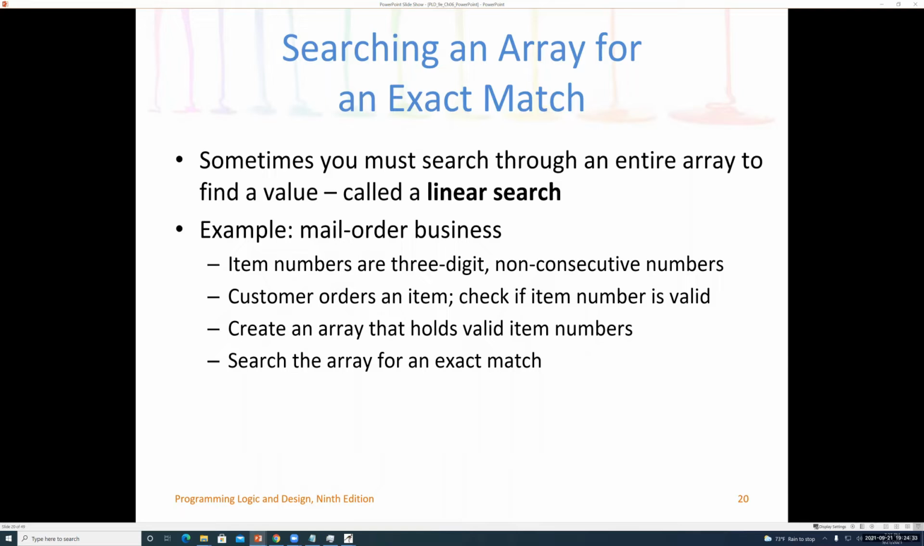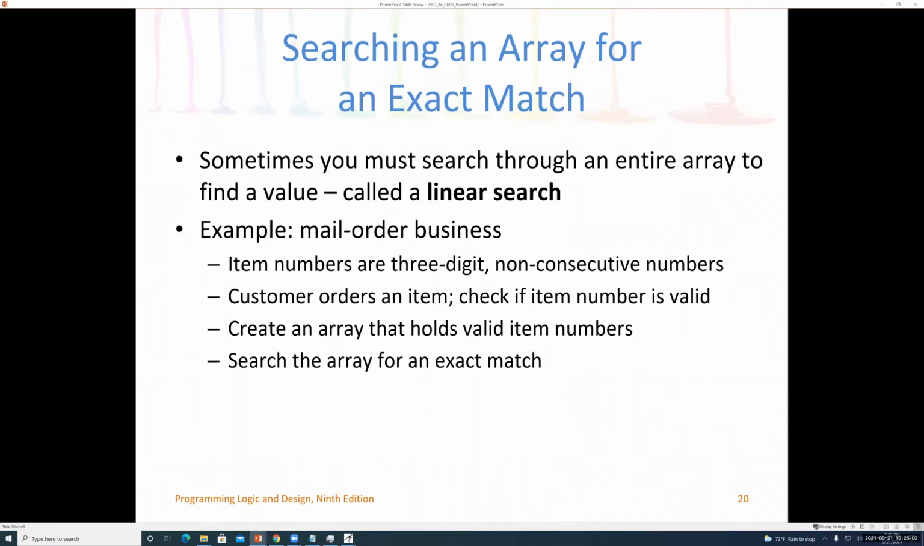Searching an array for an exact match. Sometimes you must search through an entire array to find a value, which is a linear search. Example: you have a mail order business with item numbers that are 3-digit and non-consecutive. A customer orders an item, and you have to check if the item number is valid or not, so create an array that holds the valid item numbers and search the array for an exact match.